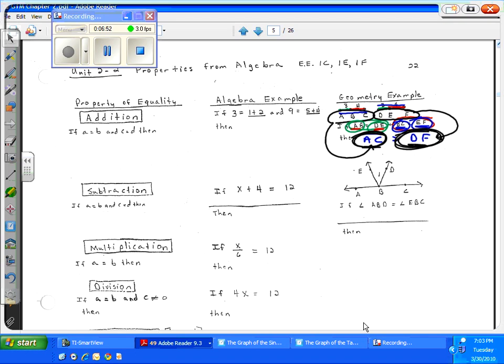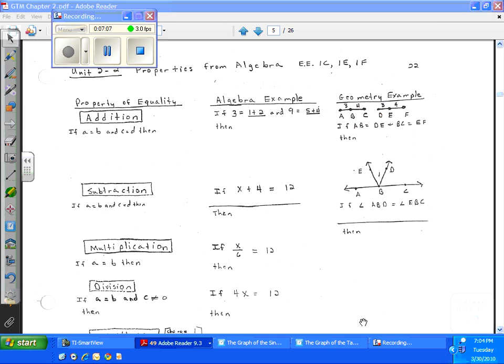So segment addition allowed us to say AB plus BC is AC. BD plus EF is DF. That's segment addition. All right.